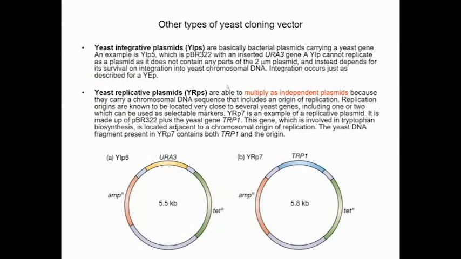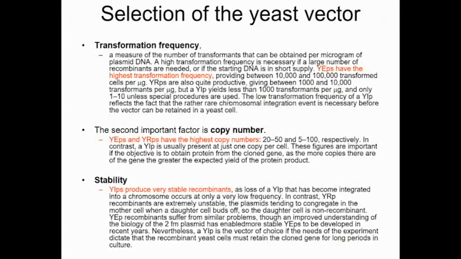Then the integrative and the replicative plasmid that we just discussed. So the selection of the yeast vector is based on these three different factors: transformation frequency. It depends on the number of transformants that you want to obtain per microgram of plasmid DNA. For example, YEp normally has the highest transformation frequency, which gives you like 10,000 to 100,000 transformed cells per microgram of DNA.